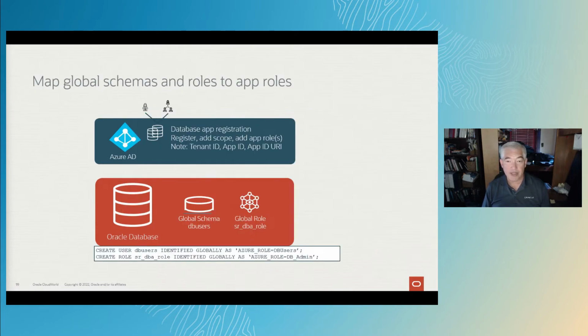Once a database is configured to connect with Azure AD, you'll need to create the schema and role mappings for the Azure AD users. The Azure AD user can only be mapped to a single schema, either exclusively with a one-to-one mapping or through an app role. In this demonstration, we'll map a shared schema to an app role, and we'll map a global role to an app role.